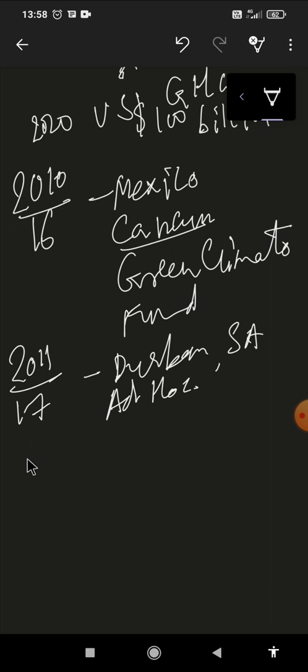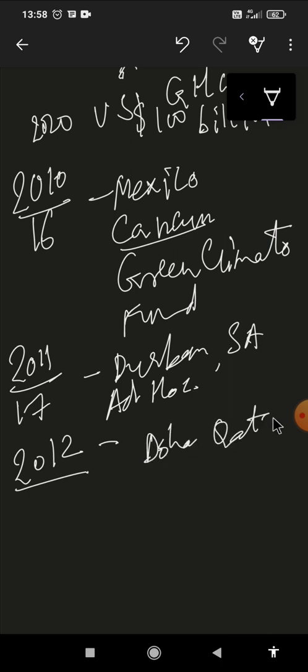Then in 2012, the next conference was held in Doha, Qatar. At this COP18, governments set out a timetable to adopt the Universal Climate Agreement by 2015, to come into effect in 2020. They completed the work under the Bali Action Plan to concentrate on new work towards a 2015 agreement under a single negotiating stream, the ADP.